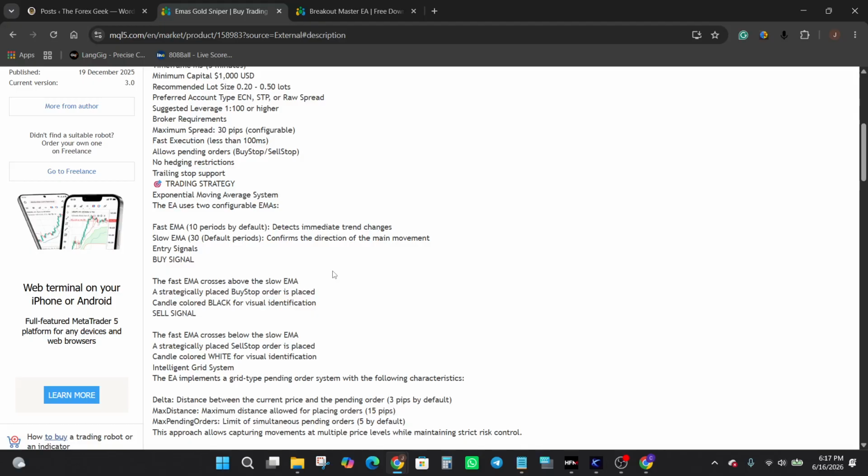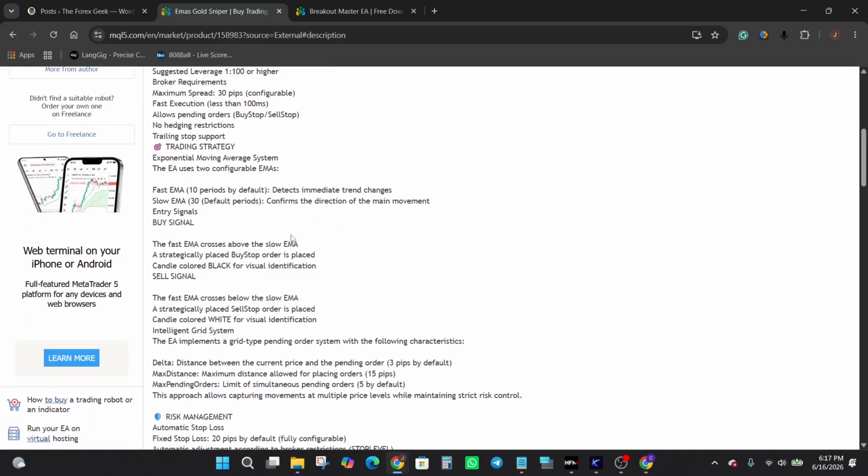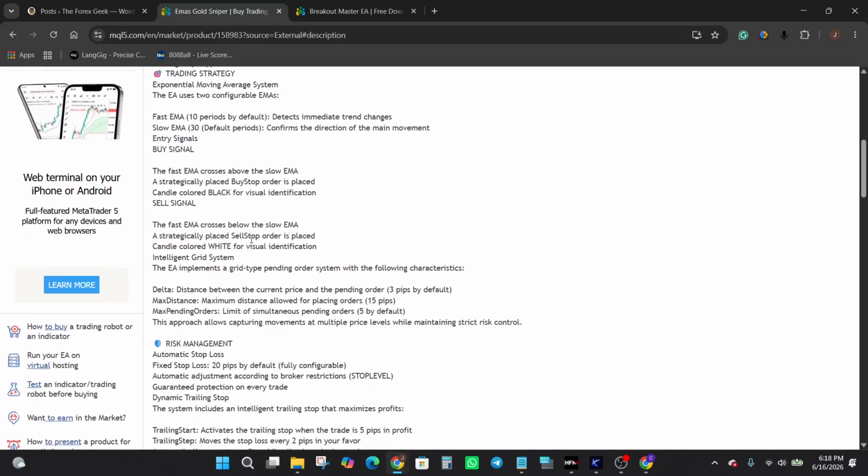Rather than immediately entering the market, the EA places pending buy stop or sell stop orders designed to capture price movement after the signal has been generated. Another feature highlighted is the grid type pending order system. The marketplace page explains that the EA can place multiple pending orders within predefined distance limits while controlling the maximum number of active pending orders. The purpose, according to the developer, is to capture opportunities across different price levels while maintaining structured risk management.